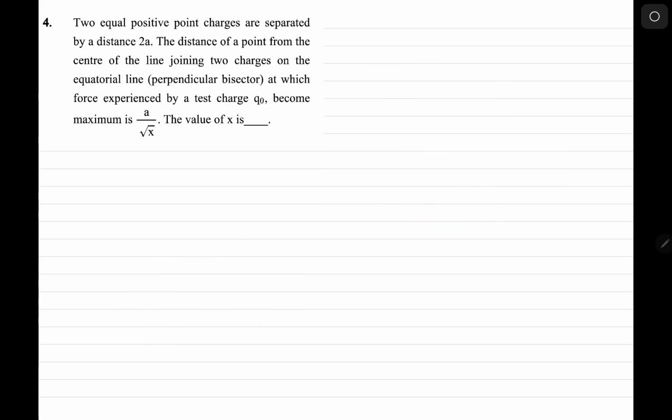Let's move to the next question. Question number 4. Two equal charges separated by 2a distance. This is a very important question, again concept based, a standard question that students do while studying this class. We need to find the position of q naught on this line where the force on q naught is maximum. So where should we place this q naught on this line so that it experiences maximum force here?